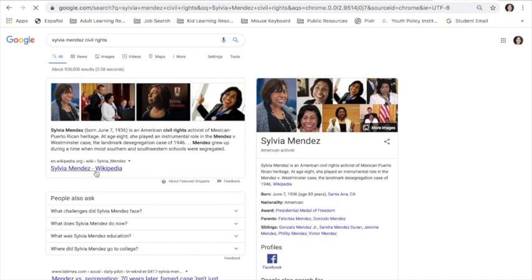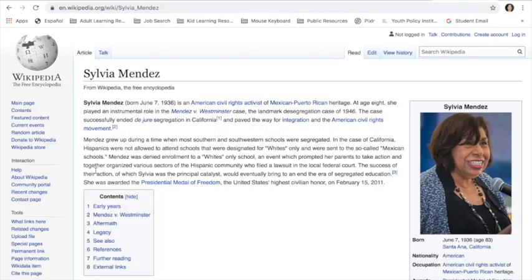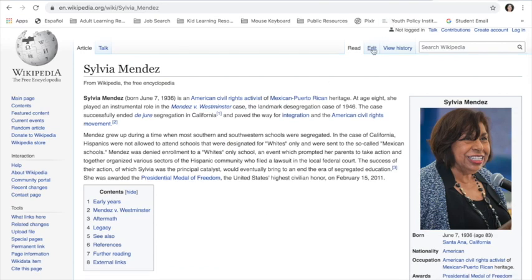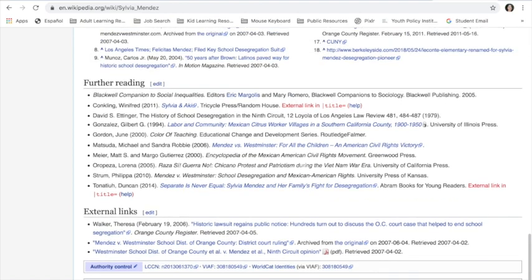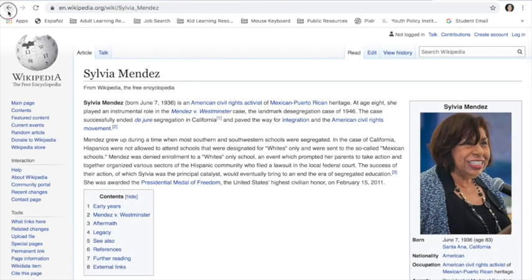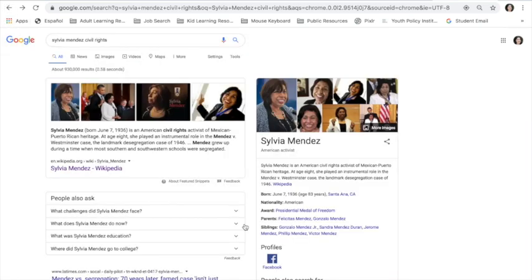Here's a Wikipedia. Is Wikipedia a credible and reliable source? No, it really isn't because anybody can edit it. See this button right here? Edit. So you could go down here though and look at some of these further reading and these external links, the OC Register. These are a little bit better sources. I'm just going to go back and see if I can find anything on my original Google search.